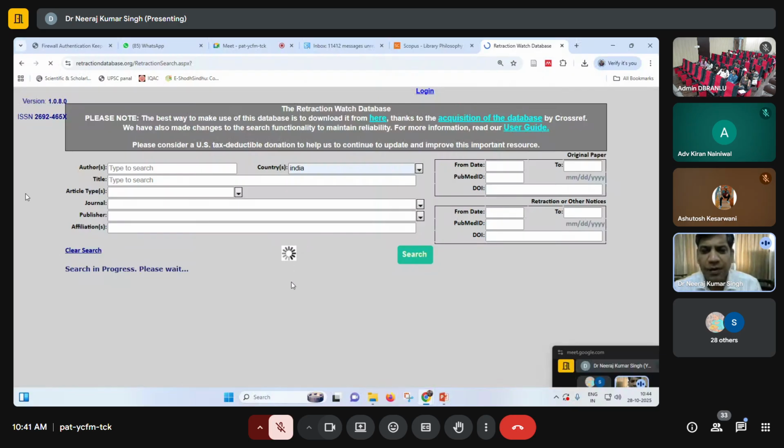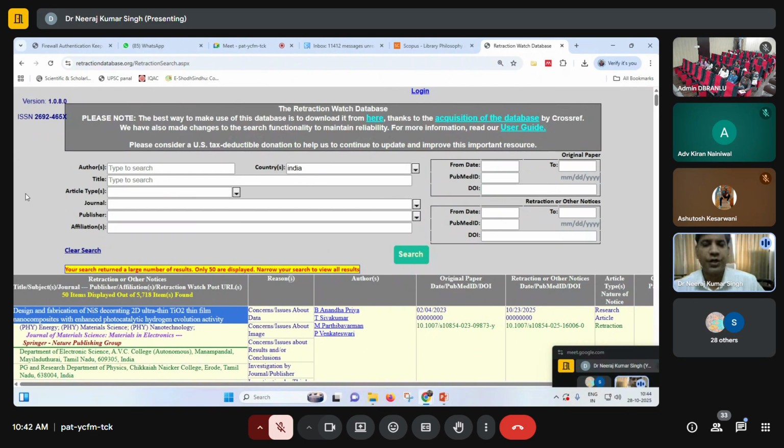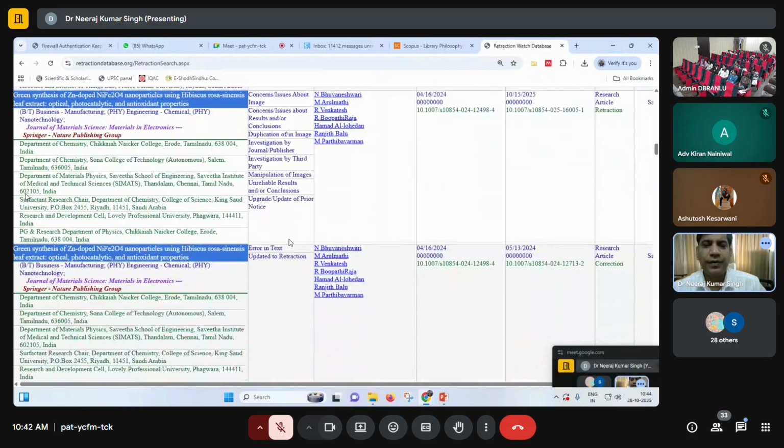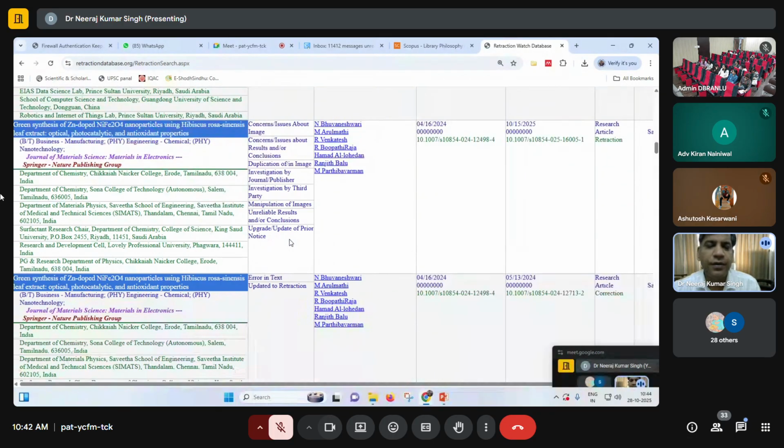Here I'm not going to search with an individual or institution name. Just to give you one example, this is the list of papers published from India which got retracted because of violation of research ethics, because of publishing their paper in a predatory journal. In this complete list, they also mention concerns about results and conclusions, duplication of images, and investigation by a third party. Investigation by a third party means there's a 100% case of violation of research ethics.